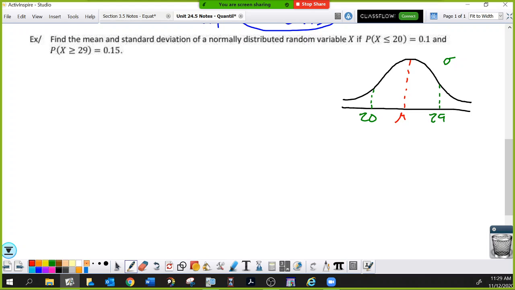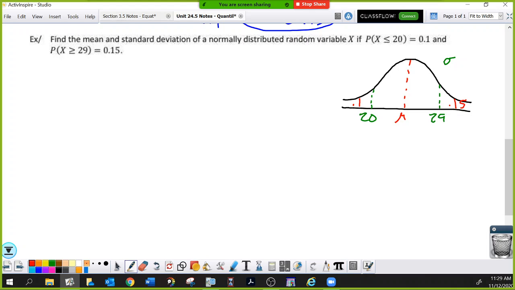Picture on scale. So here I have an area of 0.1 and here I have an area of 0.15. How did I know that 20 was to the left of mean? Because there's 0.5 to the left of mean. So if it says there's only 0.1 to the left of a number, well, that number is pretty far to the left of mean. And the same thing's going to happen on the other side. I know there's 0.5 to the right of mean. So if I say there's 0.15 to the right of 29, then I know 29 is to the right of the mean.